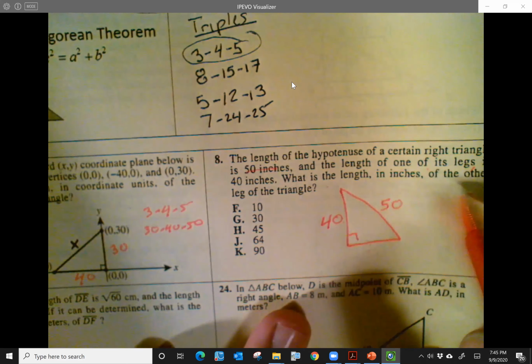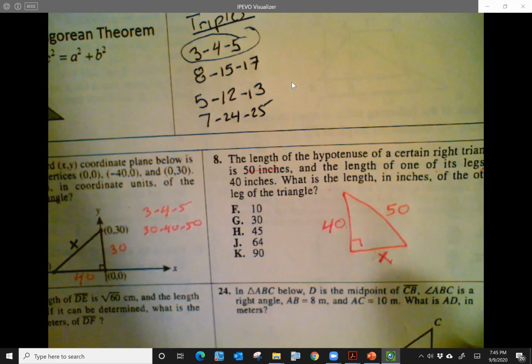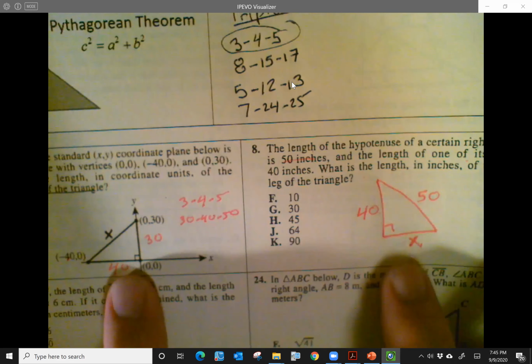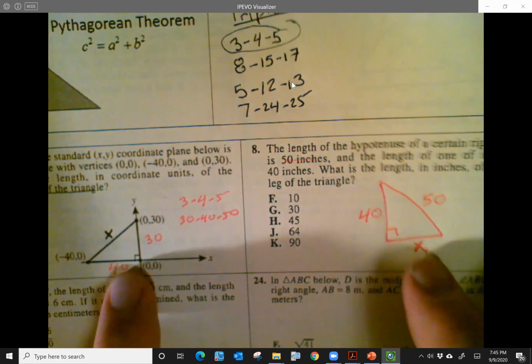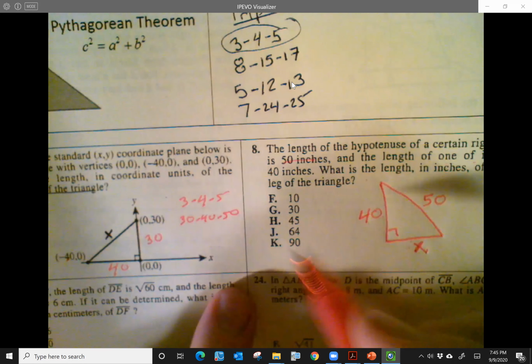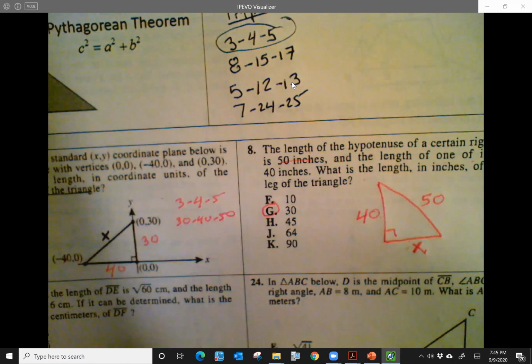What's the length in inches of the other leg? So how long is this side? Do you see how it's that same triple? 3, 4, 5? It's 30, 40, 50. This side is 30. And ACT really wants you to use these triples.